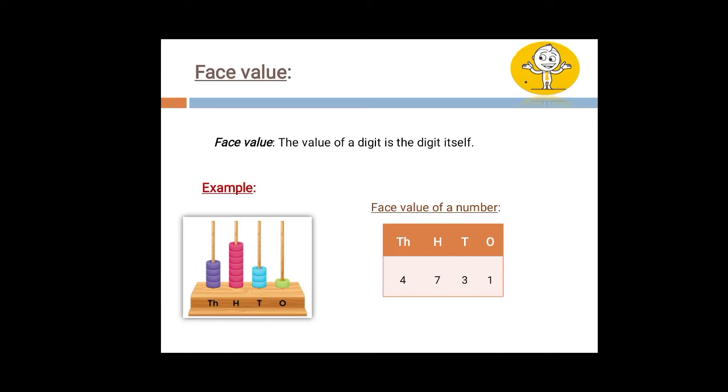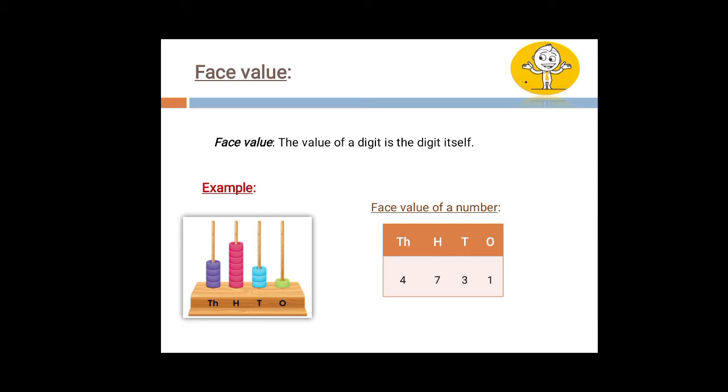Face value: the value of a digit is the digit itself. We will not put any zeros or give any value like place value. Here face value means the number itself will be its face, a mirror image. So at the place of thousands you can see 4 beads of purple color. So the face value of thousands will be 4.